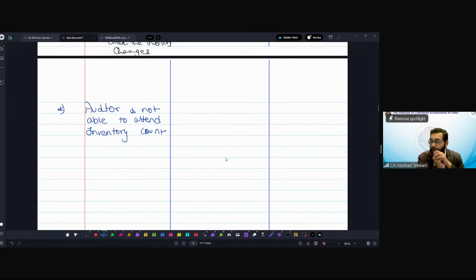So huge inventory lying in that country, because of the geopolitical reasons, geographical scenarios, the war which is going on, we were not able to visit the country to perform the inventory count. Will the auditor modify his report, his opinion? Modify the opinion. Okay.